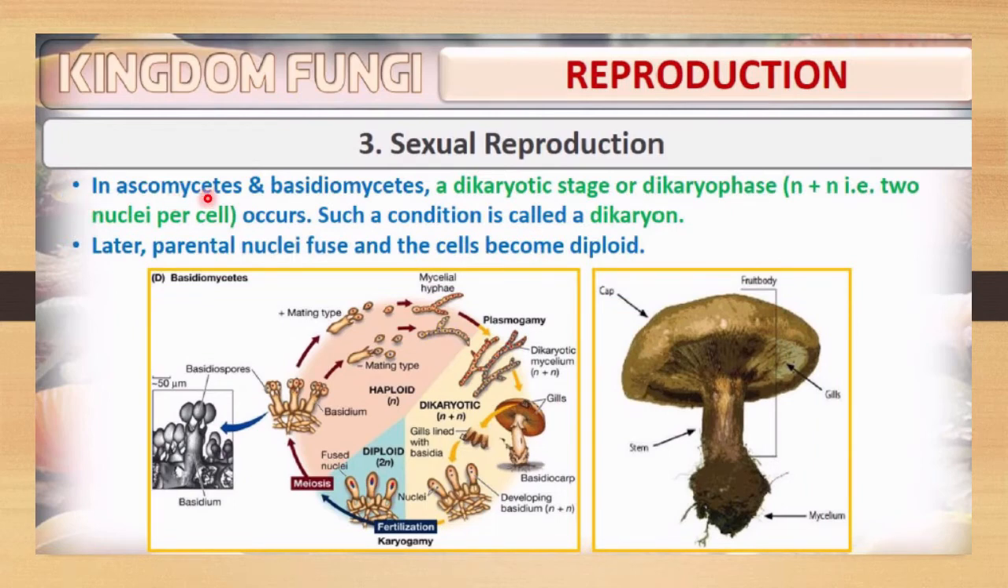In ascomycetes and basidiomycetes, there is a dikaryotic stage. Here in one single cell you will observe two nuclei, and that is called the dikaryotic stage, also called dikaryophase. Two nuclei are found per cell, and such a condition is called dikaryon. You will observe this in ascomycete fungi and basidiomycete fungi. Later the parental nuclei fuse and the cell becomes diploid. This is a very unique feature of ascomycetes and basidiomycetes.